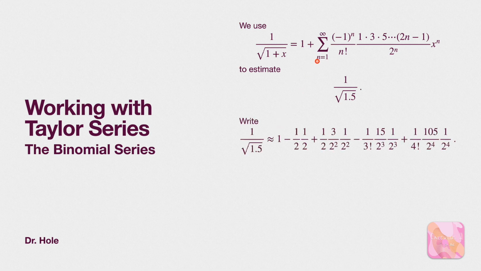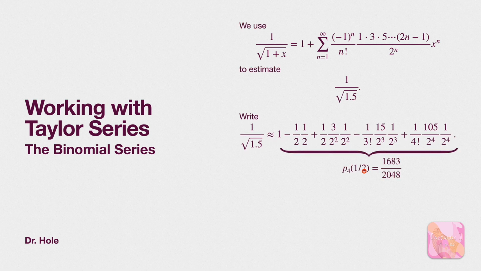1 copies down. Let n equal 1. We'll have a minus value, have 1 over 2 to the 1, and then plug in x equals 1/2 to get another 1/2. Here's the n equal 2 term, the n equal 3 term, and the n equal 4 term. So this right-hand side is the 4th Maclaurin polynomial evaluated at 1/2. And it sums up to this given value.